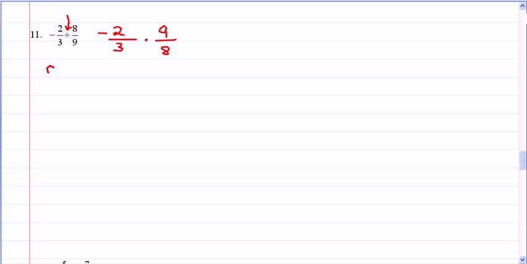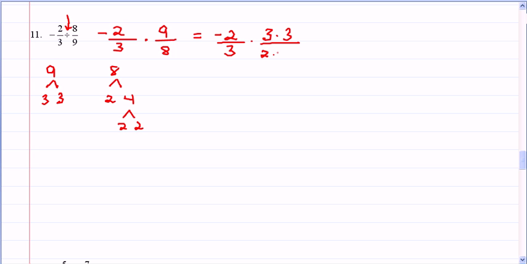So I write the prime factorization of 9 as 3 times 3, the prime factorization of 8 as 2 times 4 and 2 times 2, a 3 cancels, a 2 cancels, and I have -1 times 3 over 2 times 2, which is -3 over 4.